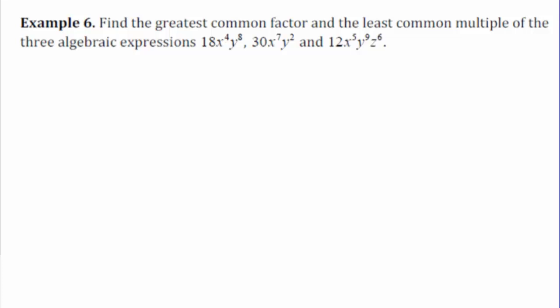Alright, so let's find the GCF and the LCM of 3 different algebraic expressions. So we're going to have to approach this the same way, just do 3 of them. So let's factor 18, 2 times 3 times 3, because 2 times 9. And then we got x to the 4th, y to the 8th. Now 30 is what? 5 times 6. So that'd be 2 times 3 times 5.